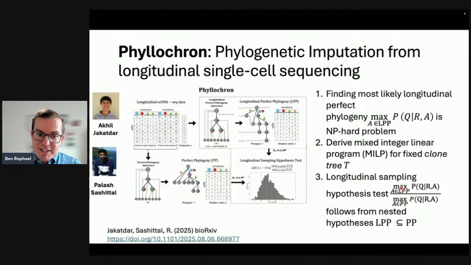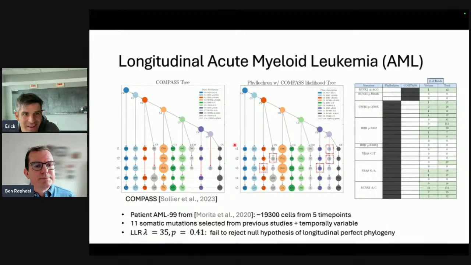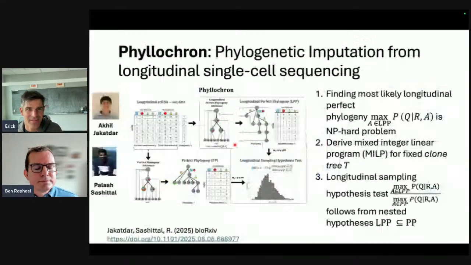These are two nested hypotheses. Every longitudinal perfect phylogeny is a perfect phylogeny. So we can look at the likelihood ratio to see the evidence in favor of one versus the other. Sorry, okay, you did a great job explaining the longitudinal phylogeny.